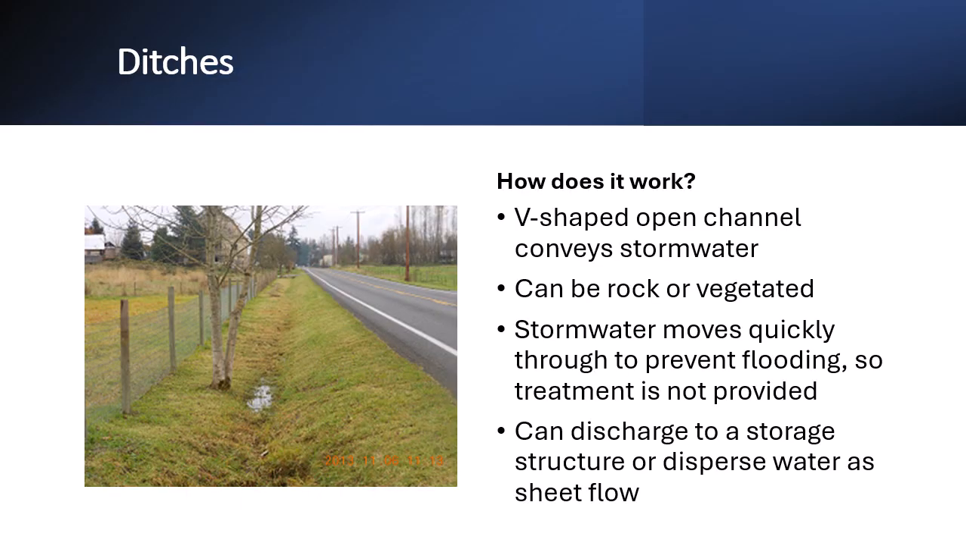Ditches are a form of stormwater conveyance that are typically located along a road. They are usually V-shaped open channels meant to convey stormwater quickly away from paved surfaces to prevent flooding. Therefore, they do not provide any treatment of stormwater. Ditches will route and discharge stormwater to a storage feature, such as an infiltration pond, or the water can be dispersed as sheet flow. Ditches can be made of rock or vegetated embankments, such as the one shown here.